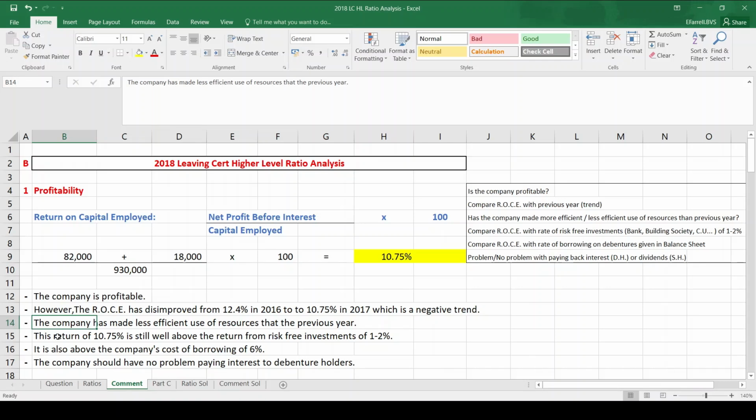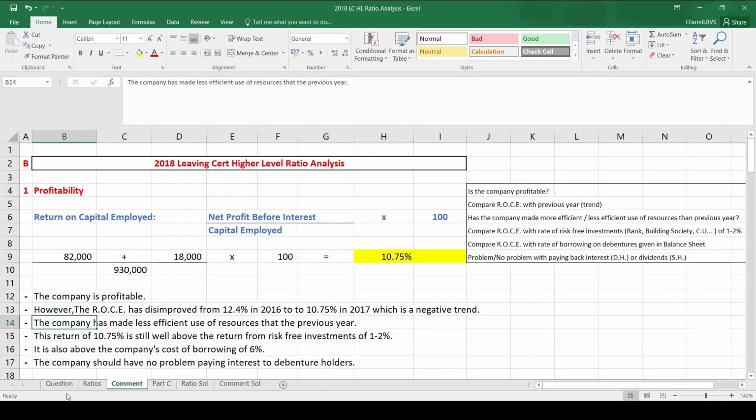Again, even though it's gone down from last year, it's still a fairly good return. The return of 10.75% is still well above the rate of return on risk-free investments of 1 to 2%. So if you invest your money in a bank, building society or credit union, something like that, you'll get a return of somewhere between 1 to 2% probably at the moment. They're getting a return of 10.75% for investing money in a company, so it's a lot better.